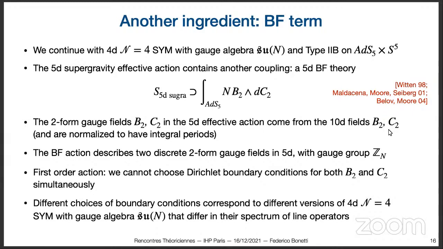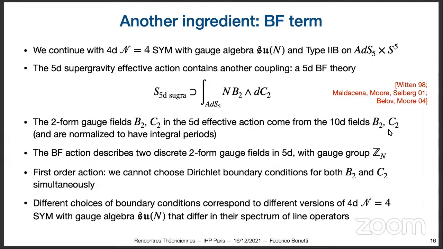To be more precise, this is a discrete gauge theory of two distinct two-form gauge fields, and they are both Z_n gauge fields. If you wish, a quick and dirty way to see why that's the case is that B2 acts as a Lagrange multiplier for n times C2 and the other way around. So roughly speaking, each field forces the holonomies of the other to lie in an nth root of unity.